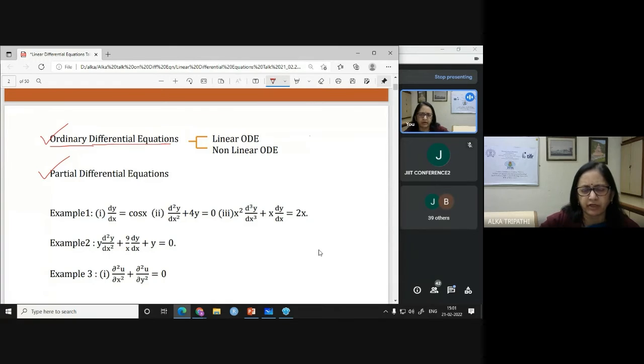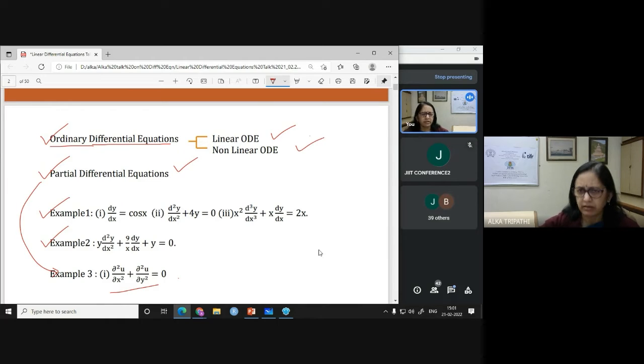An ordinary differential equation involves one independent variable, for example, example 1 and example 2, whereas a partial differential equation involves more than one independent variable, as you can see in example 3, the Laplace equation.